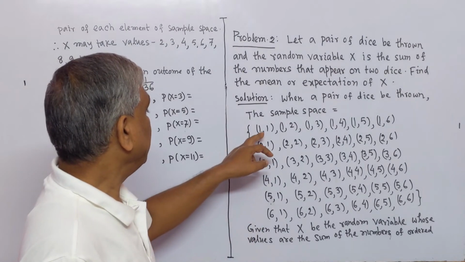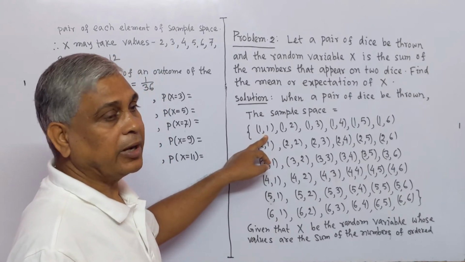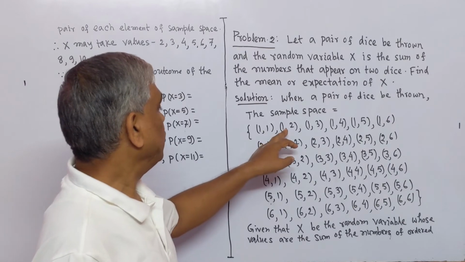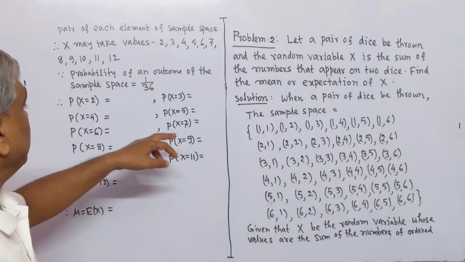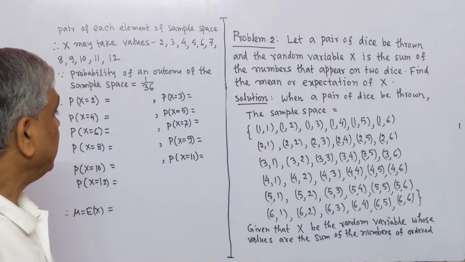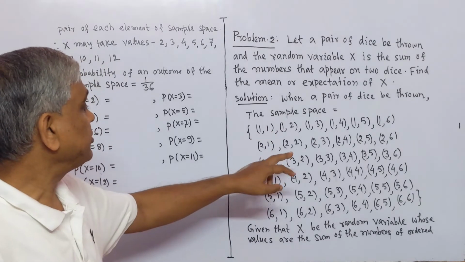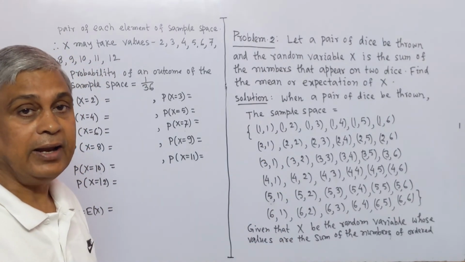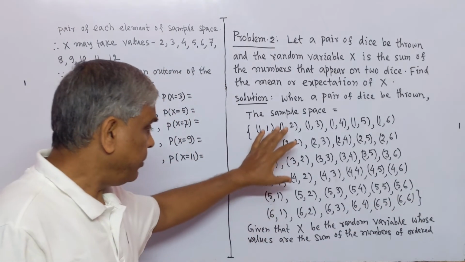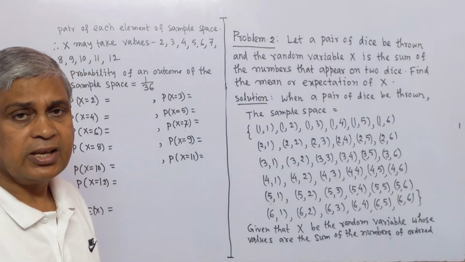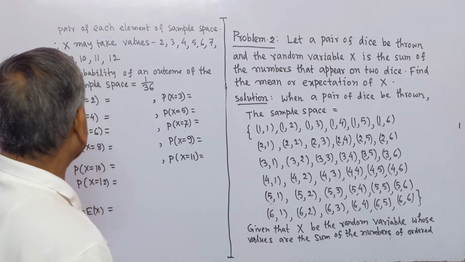Here, for example, 1 plus 1 is 2, the value of capital X is 2 here. Here 1 plus 2 is 3, value of the capital X is 3 here. In this way we get the values of capital X will be 2, 3, 4, 5, 6, 7, 8, 9, 10, 11, lastly 6 plus 6, 12. Since here number of outcomes is 36, therefore probability for each outcome will be 1 by 36.